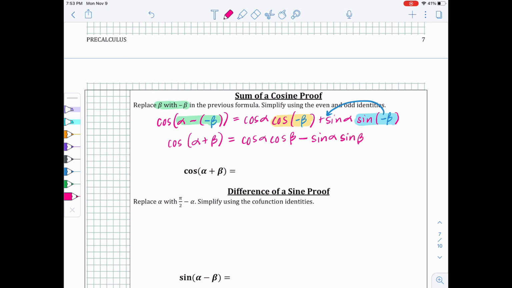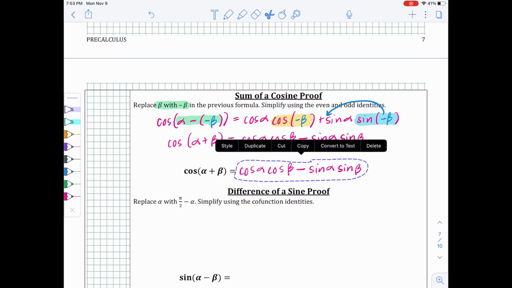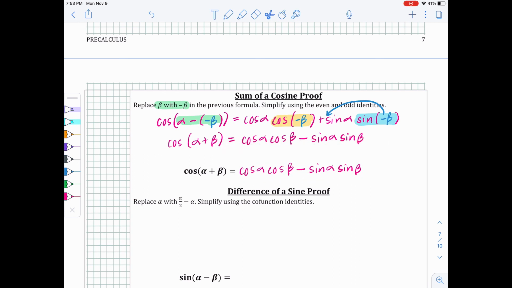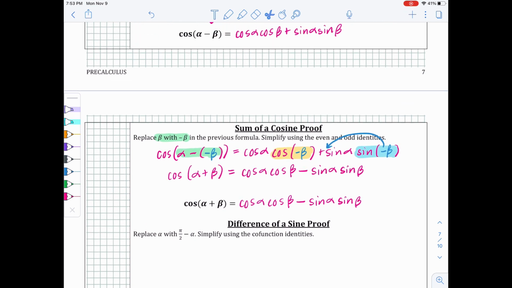So using the difference of cosines, we've actually proven the sum of cosines using the even and odd identities. You'll notice that in the cosine of alpha plus or minus beta, the plus or the minus is the opposite of the sign between the two terms on the right-hand side of the identity.